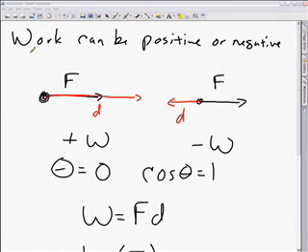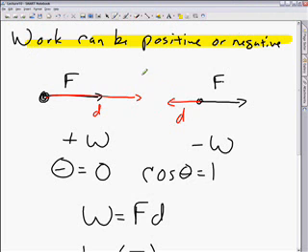So work can be positive or negative, and this depends on whether the force is in the same direction as the displacement or in the opposite direction. So let's take a look at this case. We have some object, we apply some force to it, and its displacement is in the same direction as our applied force. In this case, we're doing positive work with the force.